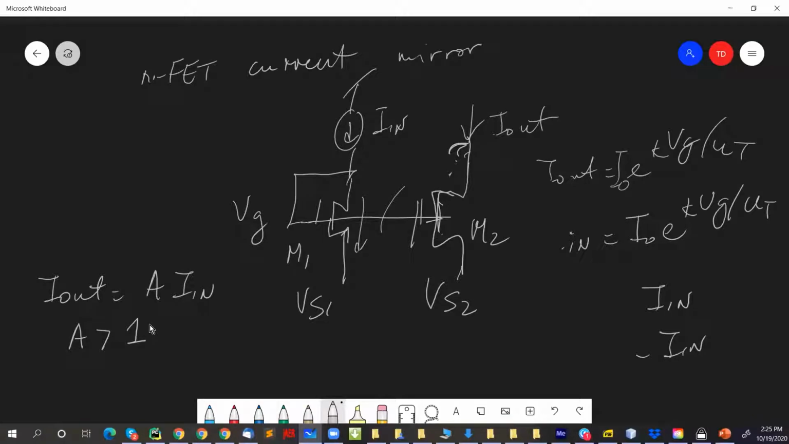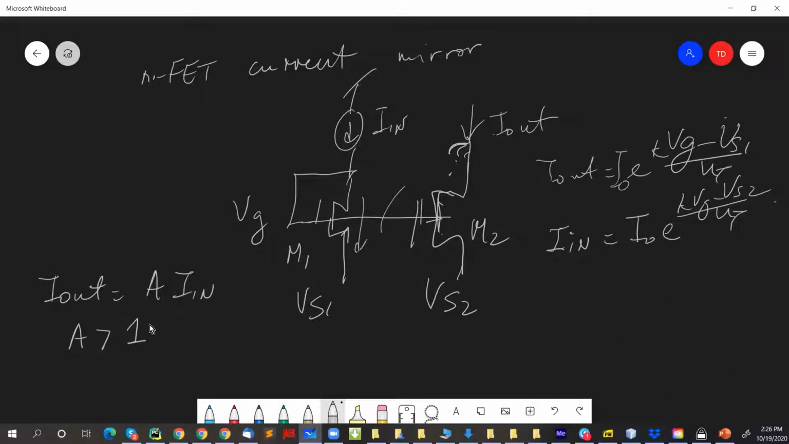So that means that now you have VS1 and VS2, right? So M1 and M2, and again now, it's capital VG minus VS1 over UT and capital VG minus VS2 over UT. And then what you can do is compute I out over I in, and that will give you E to the, sorry, it's not kappa. It is actually VS2 minus VS1 over UT.